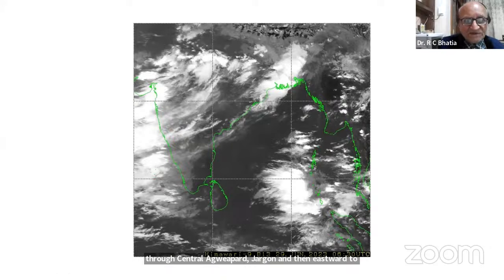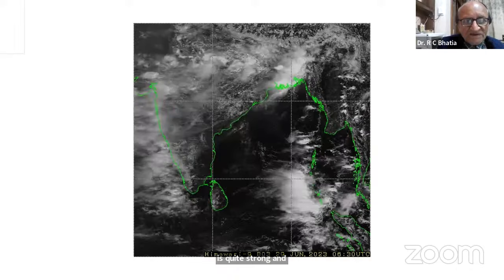So this is the picture I was mentioning. You can see the cloudiness due to the offshore trough, the east-west trough I was referring to, and all these cloud systems indicate that the monsoon is quite strong and progressing further.